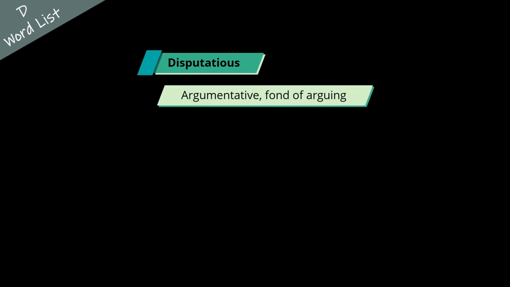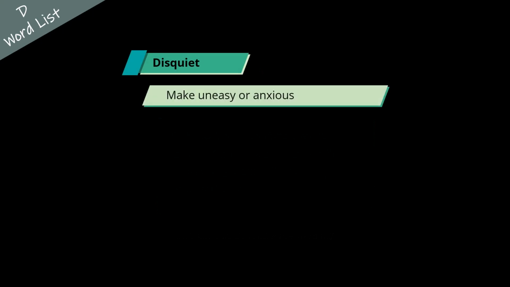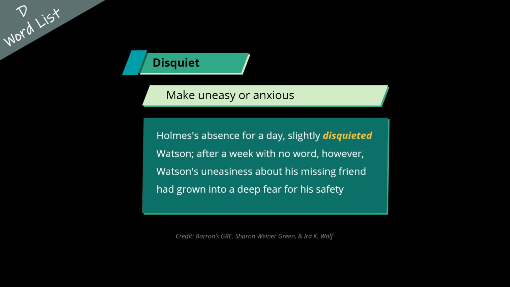Disputatious means argumentative, fond of arguing. For example, convinced he knew more than his lawyers, Alan was a disputatious client, ready to argue about the best way to conduct the case. Disquiet means make uneasy or anxious. For example, Holmes's absence for a day slightly disquieted Watson. After a week with no word, however, Watson's uneasiness about his missing friend had grown into a deep fear for his safety.